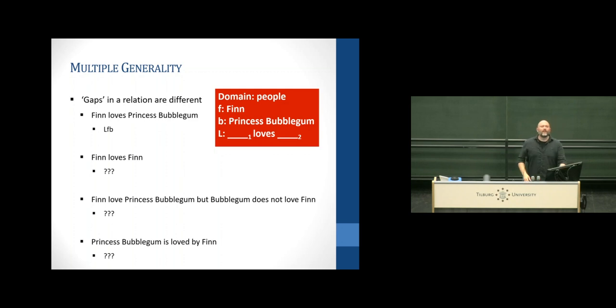How would we write Finn loves Finn? Again, we don't need to have the ones and twos. That's just to help us make sure we stay on track. But how would we do it without the ones and twos? LFF, right? Finn fills both positions. The order that they appear tells us which gap they're filling in. So Finn loves Finn, LFF.